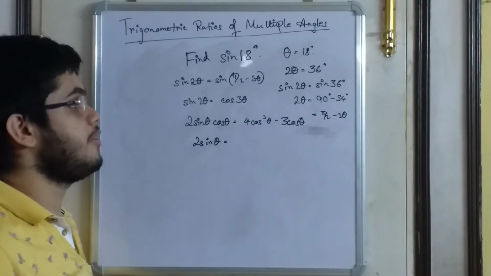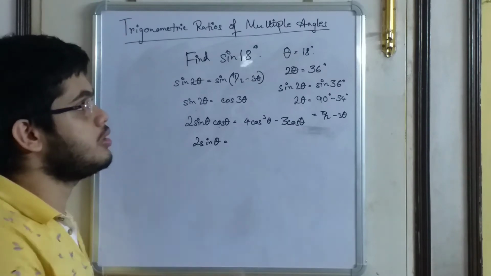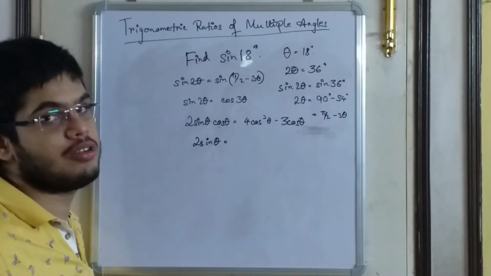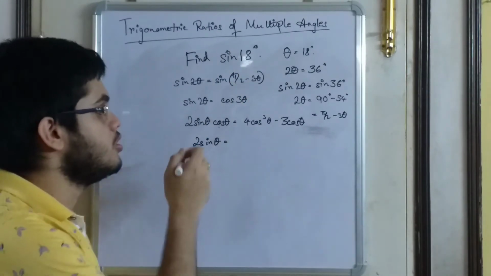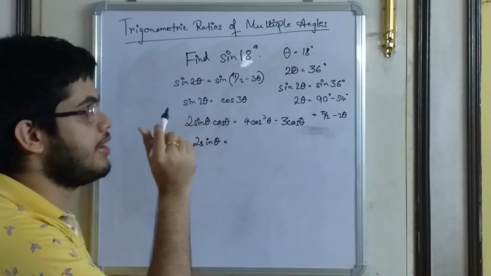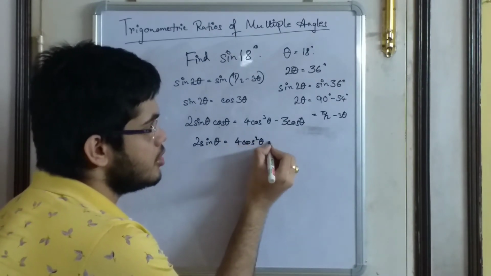Because we know that cos theta will never be 0. Okay, so that's why we are dividing both sides by cos theta. Cos theta can be 0 only when theta is pi by 2. Here theta is 18 degrees, so cos theta can never be 0. So now dividing both sides by cos theta, we get 2 sin theta is equal to 4 cos square theta minus 3.